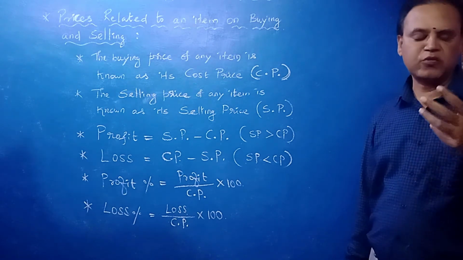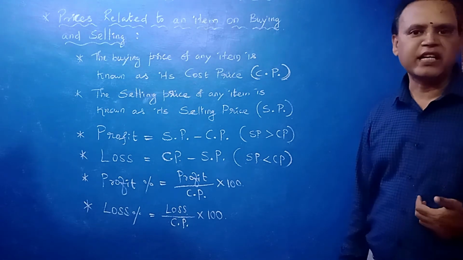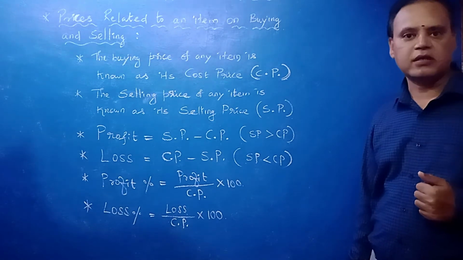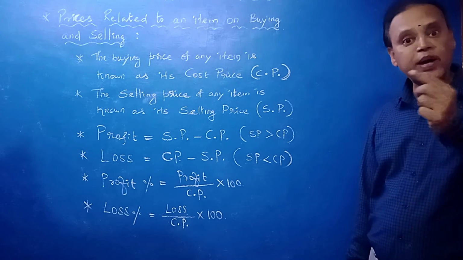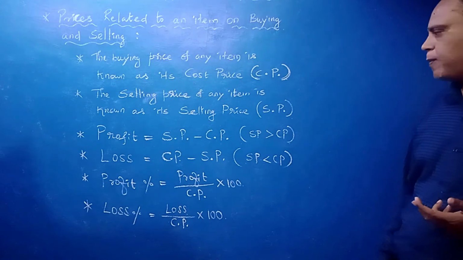Profit equal to SP minus CP means we will get how much? Suppose you are purchasing one pen, that is cost price, purchasing one pen of cost 10 rupees. Okay, next day you are selling it for 12 rupees. Okay, so here you will get profit 2 rupees. That means selling price minus cost price, that is 12 minus 10, that is 2 rupees you will get as profit.